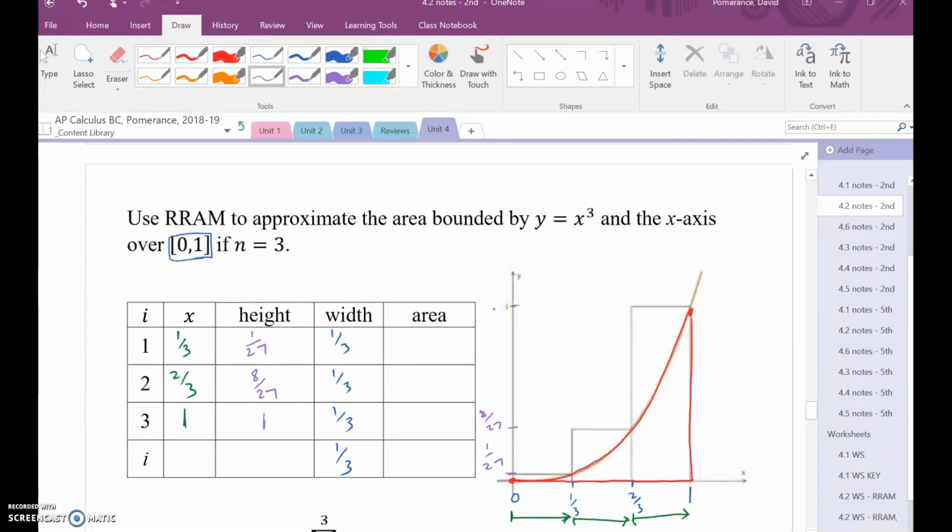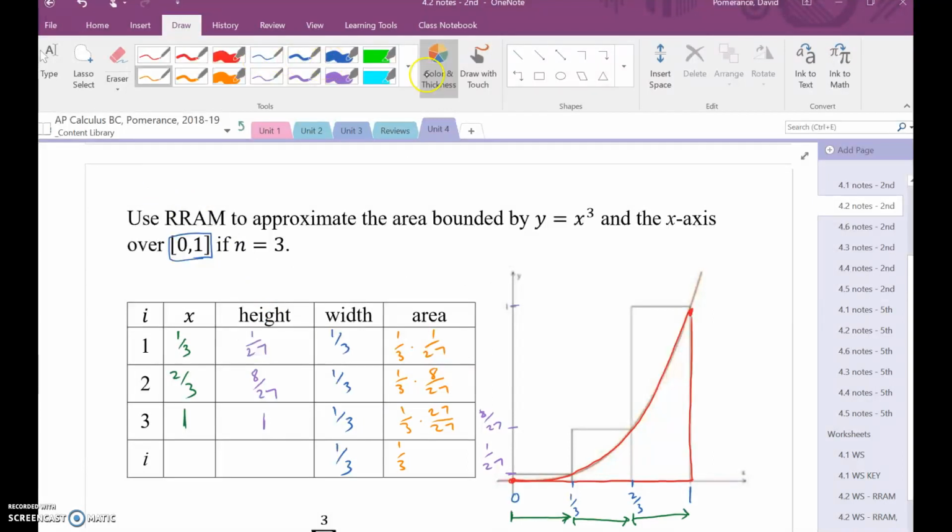So to find the area of each rectangle, we're going to take the product of the height and the width. We'll do 1/3 times 1/27. We'll do 1/3 times 8/27. We'll do 1/3 times 27/27. And then we've got 1/3 times, oh, wait a second, I left something out here.